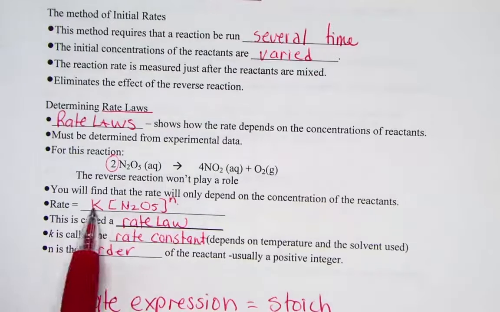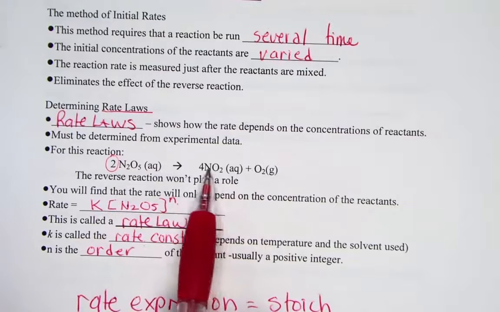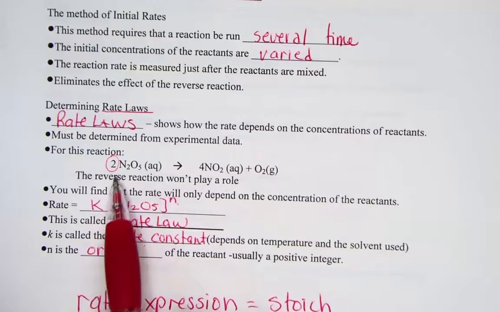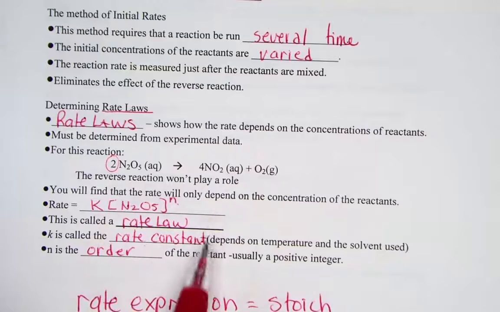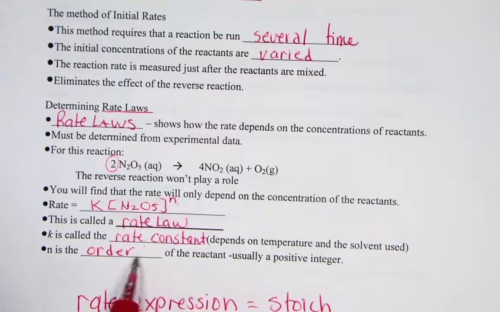Rate is equal to k, that's a rate constant, times the concentration of our reactant, N2O5. We do not consider the product in an initial rate method. There is no product at time zero. And n represents an integer called a rate law order. The order with respect to the reactant tells how the concentration affects the rate. Let's look at that a little further.